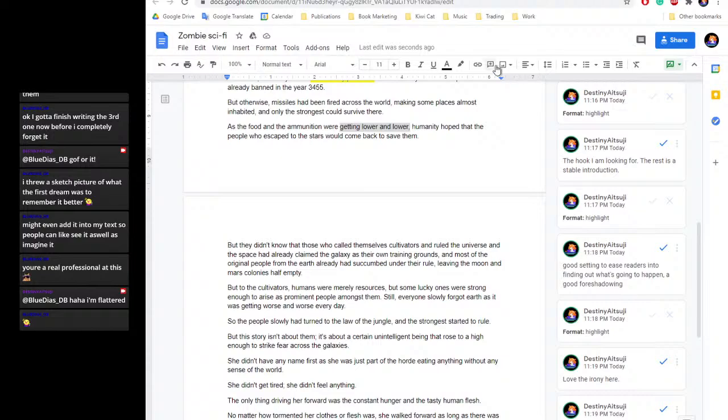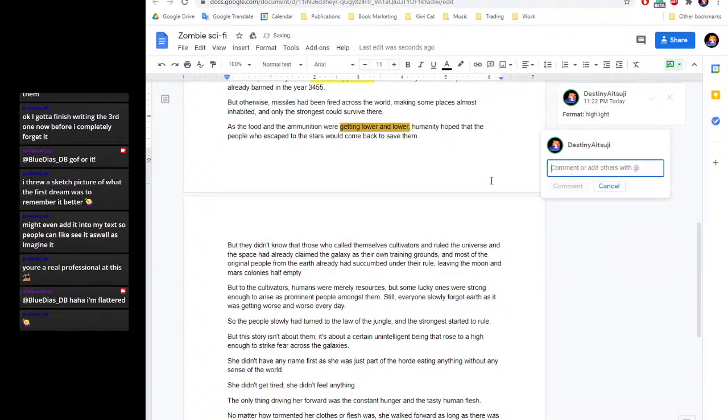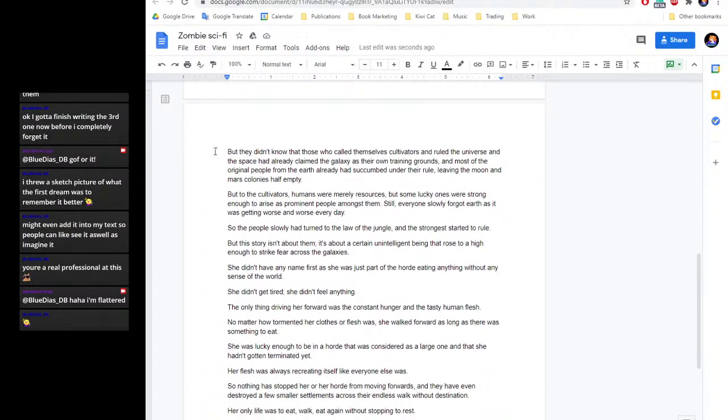So I'm going to add this comment. Lower and lower is not the... I won't say this. So my suggestion is to make scarcity scarce. Did I spell it right? Okay. The humanity hoped that the people who escaped to the south would come back to save them. Okay, but they didn't know.